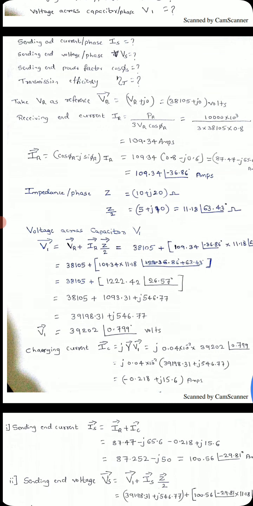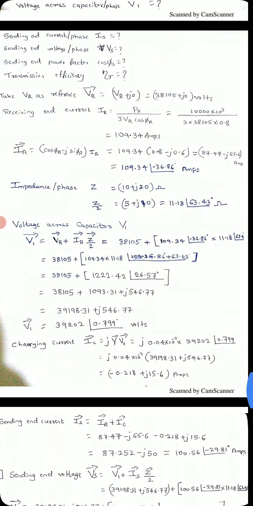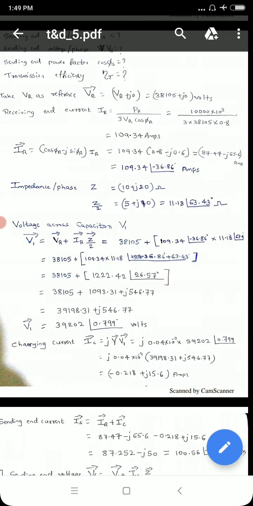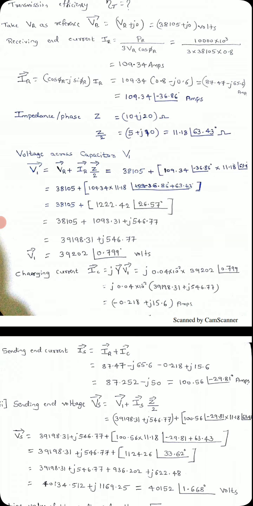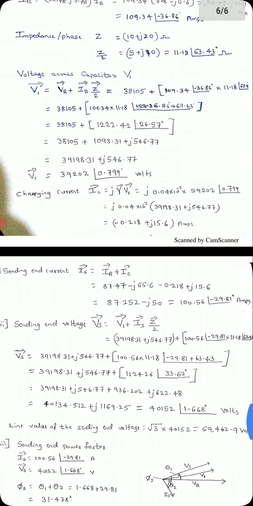Now we need to find out what is V1 first. V1 is what? VR vector plus IR vector times Z by 2. Put all the values, we will get V1 as 39,202 at angle 0.799 volts. Then finding the current IC, that is j Y V1, we know the formula. Put all the values, we will get IC as minus 0.218 plus j15.6 amps. Find the IS, that is IR plus IC. This is what we got in the first case. We were finding the IS value, 100.56 is the sending end current.